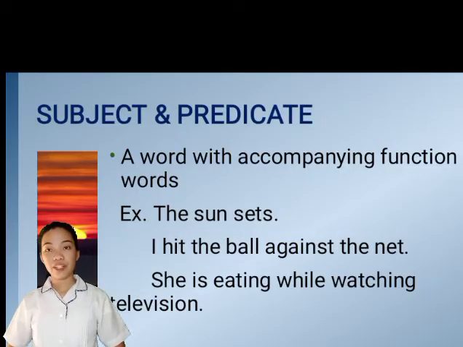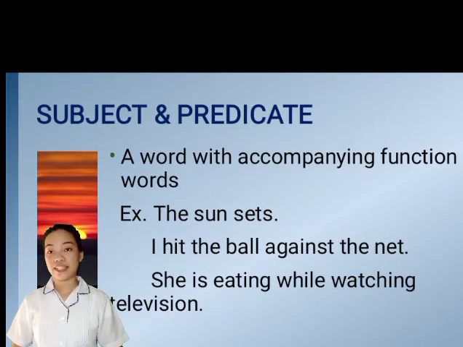A subject and predicate can also be filled by a word with accompanying function words. Example, the sun sets. The word the is a function word which serves as a determiner in the sentence. Another example is, I hit the ball against the net. The word against is the function word. Another sentence is, she is eating while watching a television. The conjunction while is the function word in the sentence.